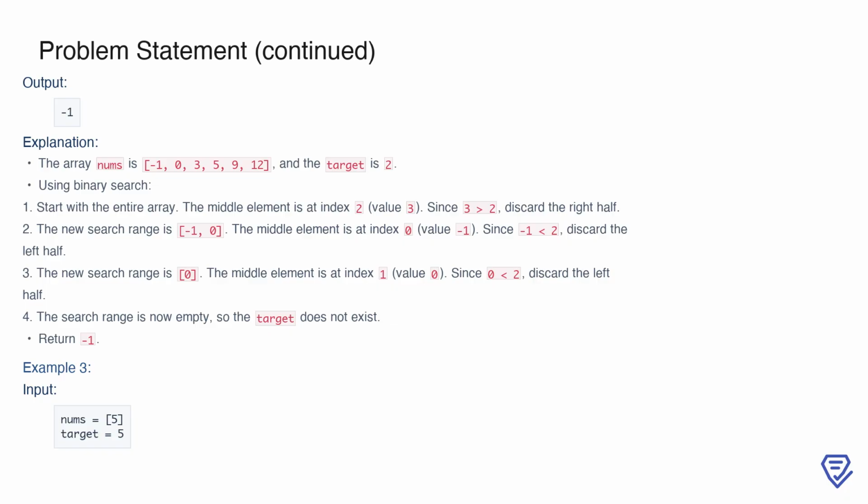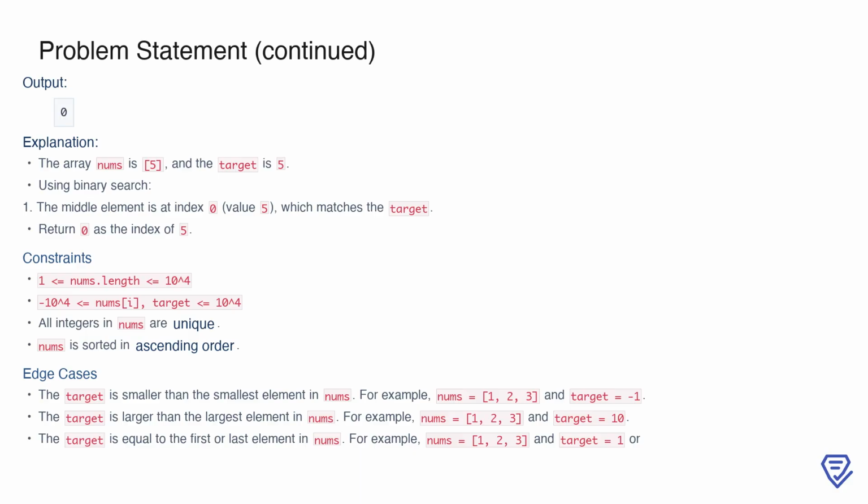The middle element here is at index 0, with a value of -1. Since -1 is less than 2, we discard the left half, leaving 0. The middle element of this range is at index 1, which is 0. Since 0 is still less than 2, we discard this as well. Now, the search range is empty, indicating that the target does not exist in the array. Therefore, we return -1.